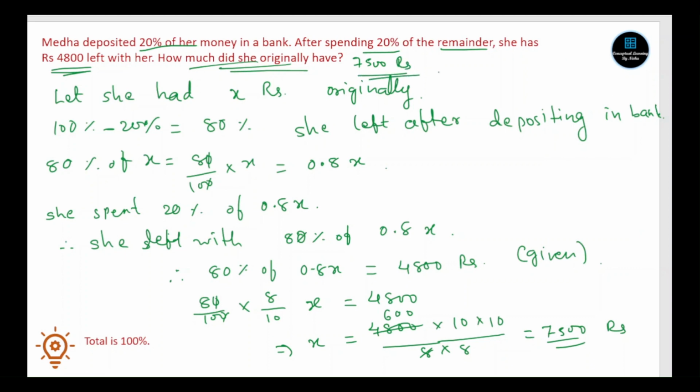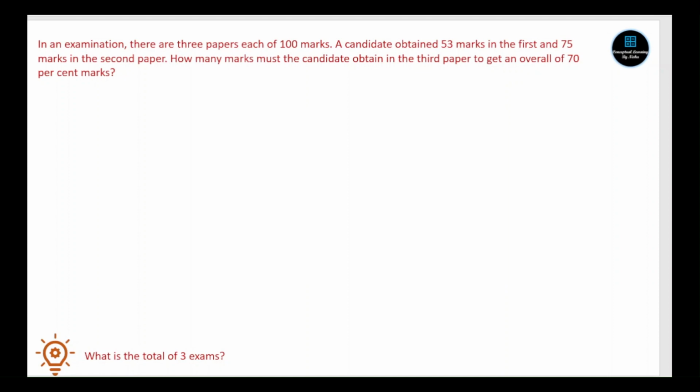Perfect. Now, in an examination, there are 3 papers, each of 100 marks. A candidate obtained 53 marks in the first paper and 75 marks in the second paper. How many marks must the candidate obtain in the third paper to get an overall of 70% marks?